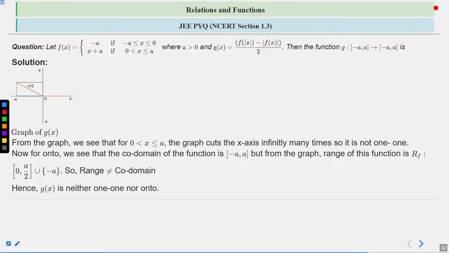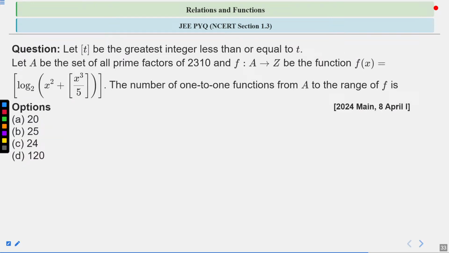Okay, let us move to the next question. This question says, let [t] be the greatest integer less than or equal to t. Let A be the set of all prime factors of 2310, and a function f is defined from A to Z.